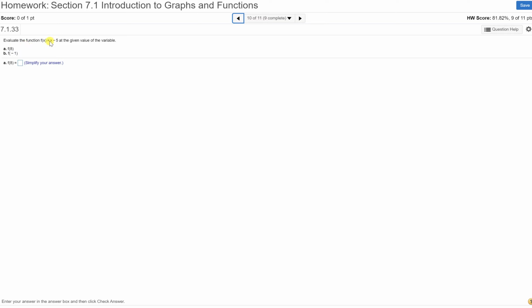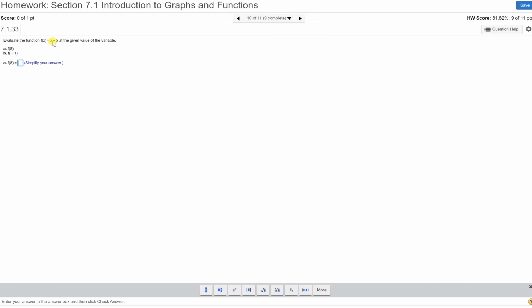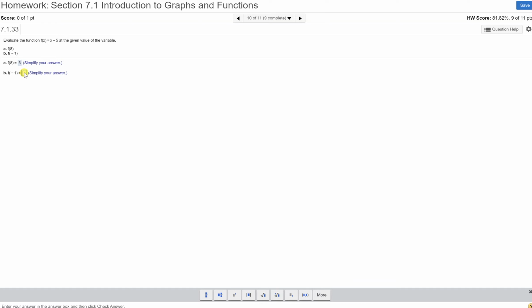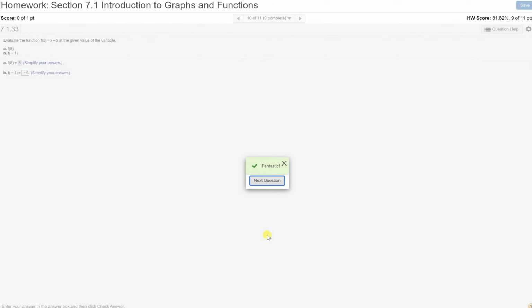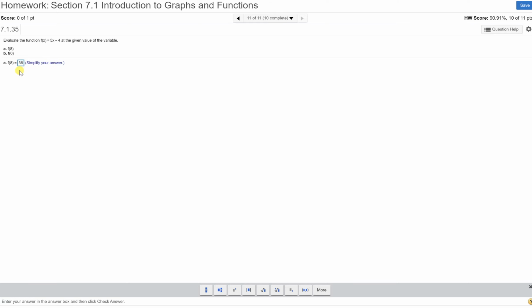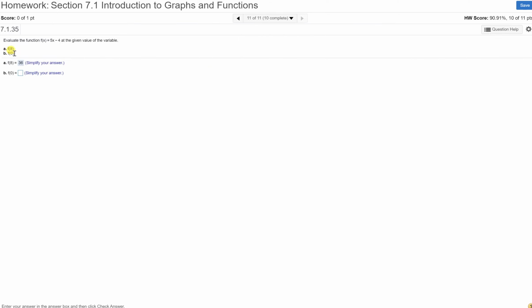I'm going to plug in 8 into the equation. 8 minus 5, that's 3. So we're going to plug in 3. Okay, and then the next one would be negative 1 plugged in, so negative 1 minus 5, which is negative 6. And the last problem, this is a new equation now. We're going to plug in 8 in there. So 5 times 8, which is 40, and then 40 minus 4 should be 36, right? And then finally, 0 times 5 is 0, minus 4 is negative 4.